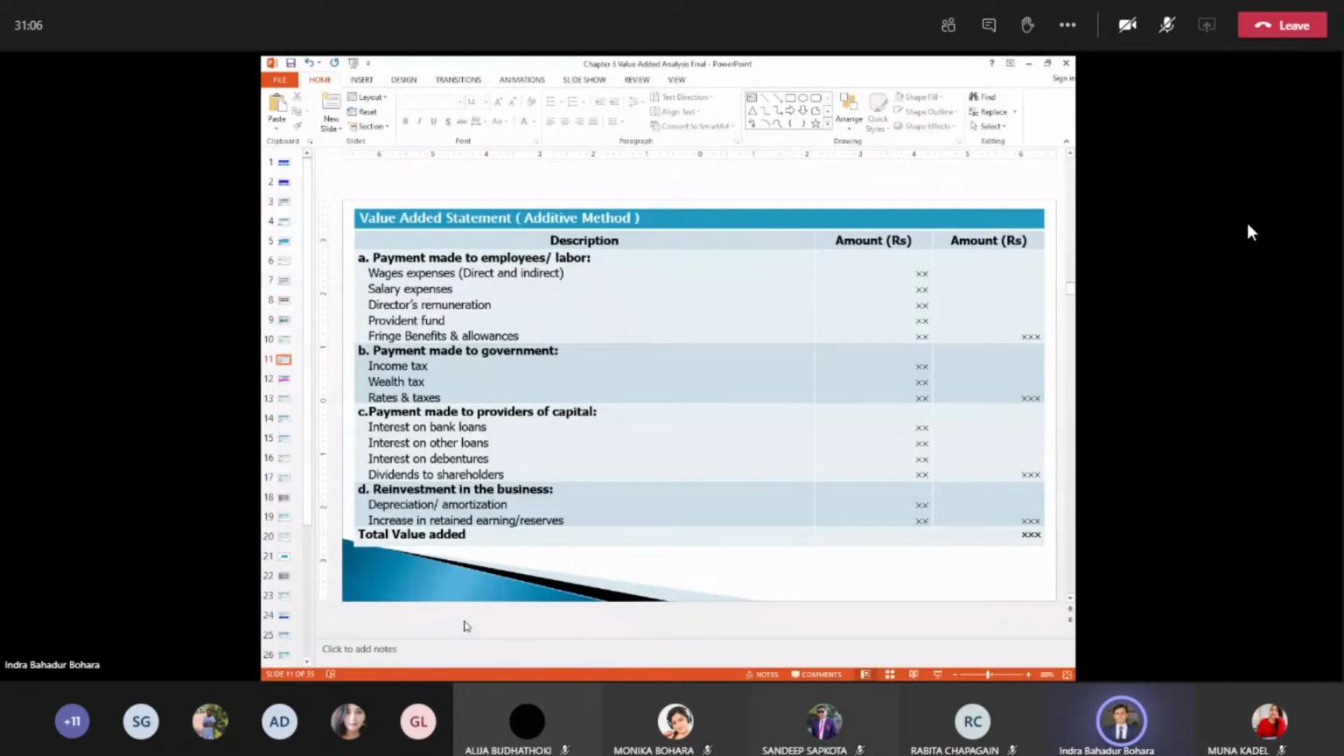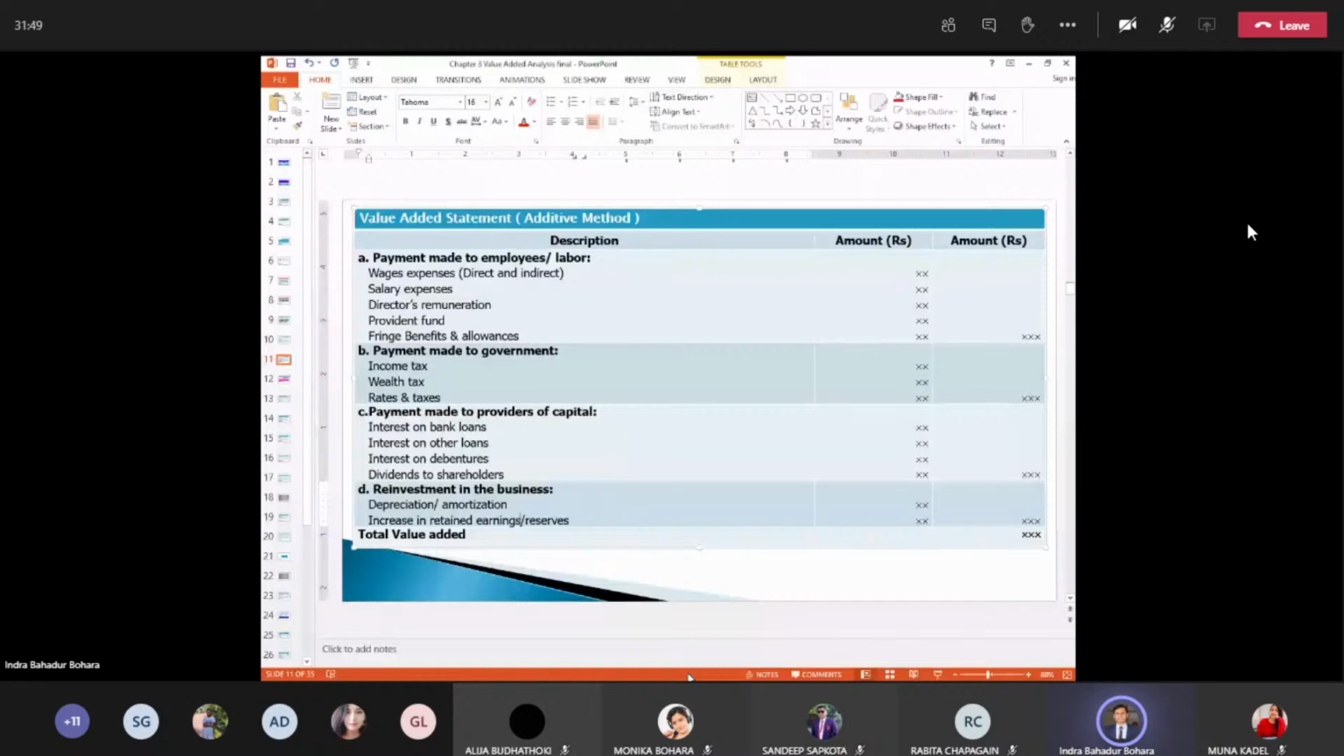And similarly, some portion of that total value added 10,000 will be distributed to the capital provider in terms of interest to the loan provider, and in terms of dividend to the shareholders. And some remaining portion of total value added will be separated for reinvestment in the business, like in the form of reserve or retained earning.